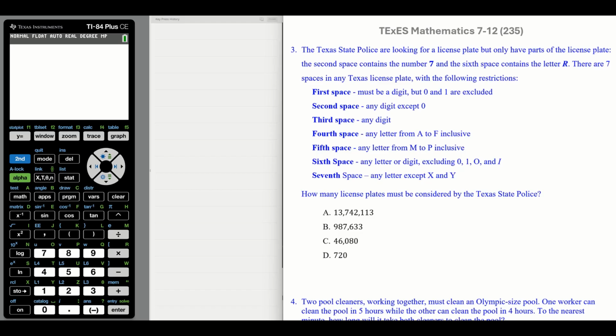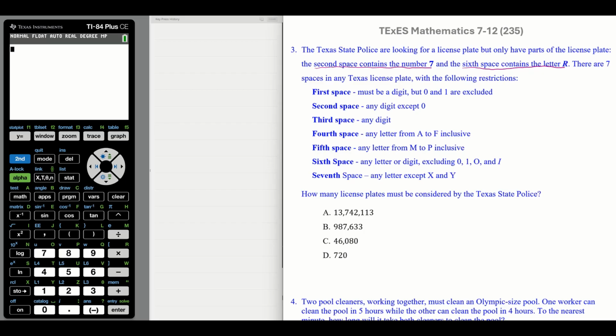The second space contains the number 7 and the sixth space contains the letter R. There are 7 spaces in any license plate with the following restrictions.